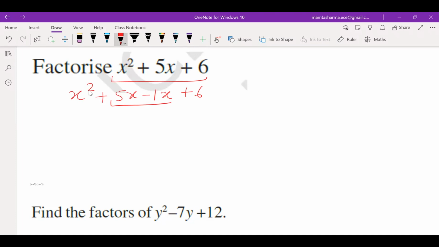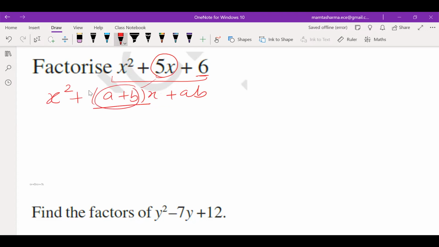You can't write anything. There is a standard method. You have to split in such a manner that their addition should be the middle term and their multiplication should be the last term. Since we have seen this formula, x square plus (a plus b) into x plus ab, you split the middle term so that after adding you get the middle term, and after multiplying you get the last term.